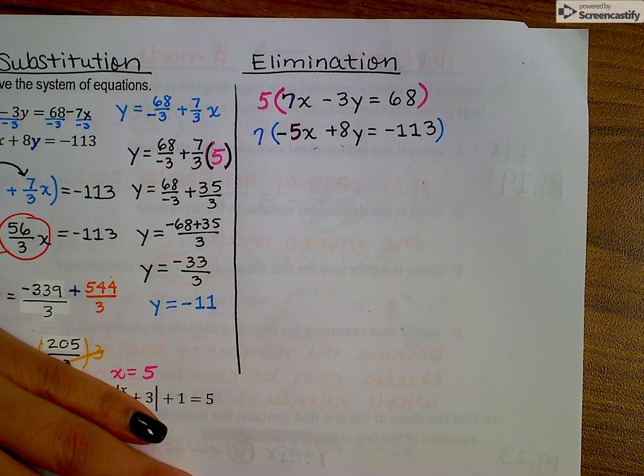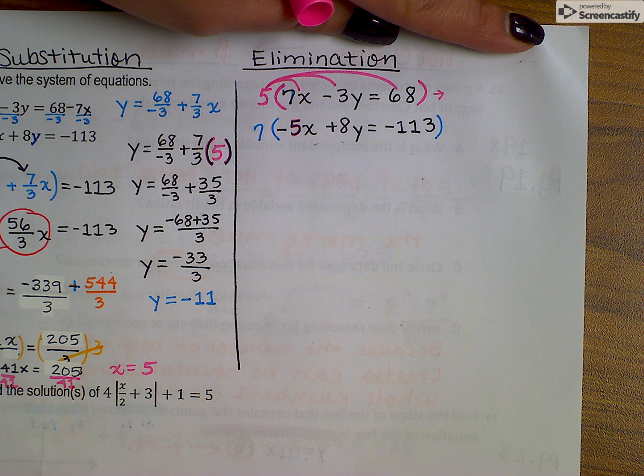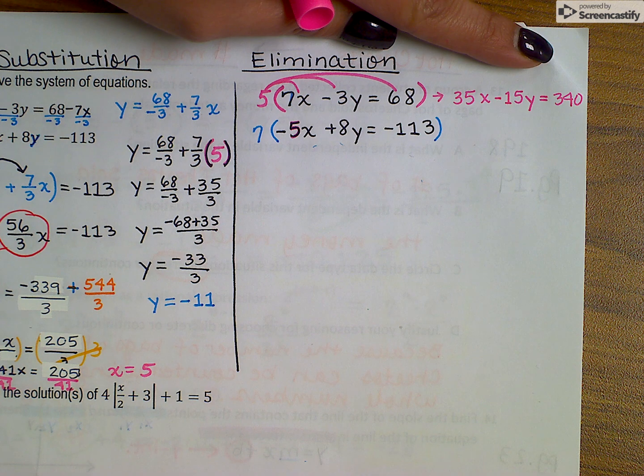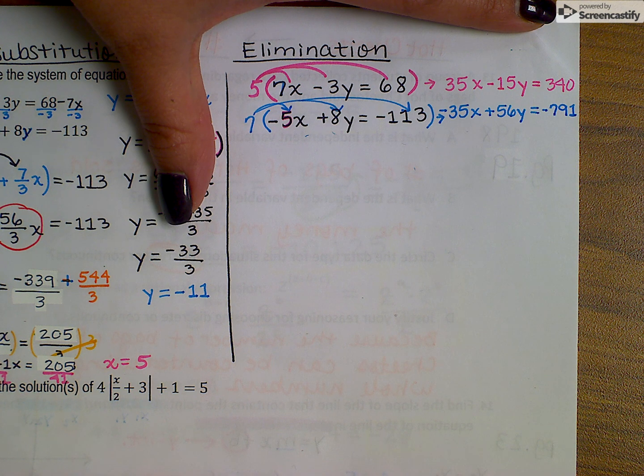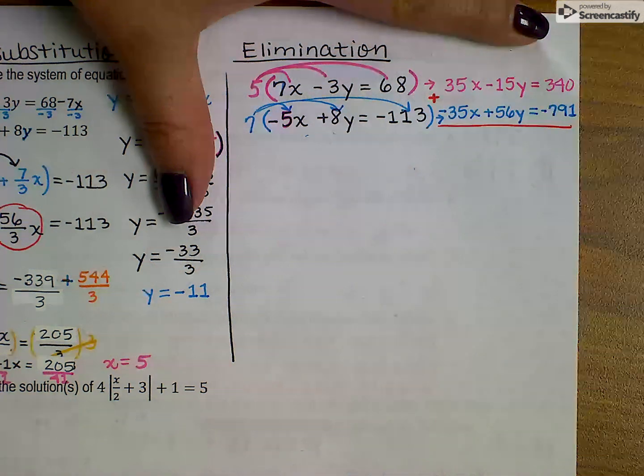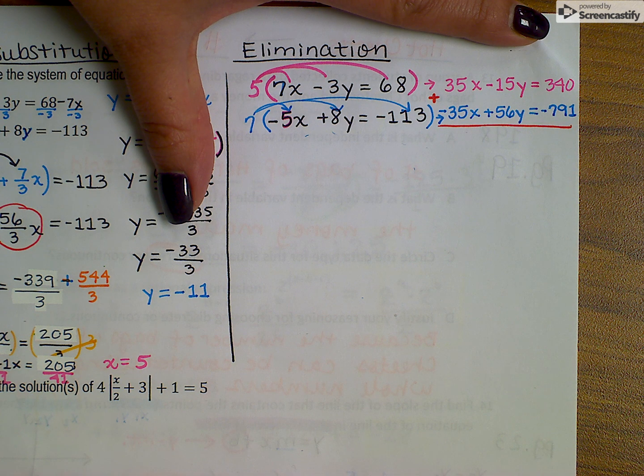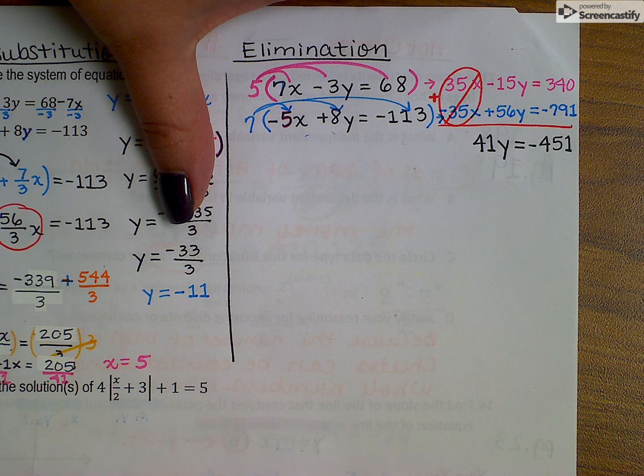And let's go ahead and distribute out to all three terms, giving me 35x minus 15y is equal to 340, and distribute my 7 to give me negative 35x plus 56y is equal to negative 791. And let's just add straight down, aka combine my like terms, and you'll notice the name of the game is elimination, and my x's eliminate, leaving me with 41y is equal to negative 451.